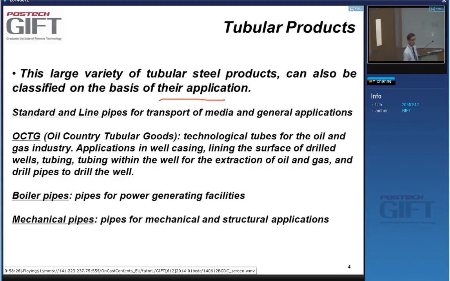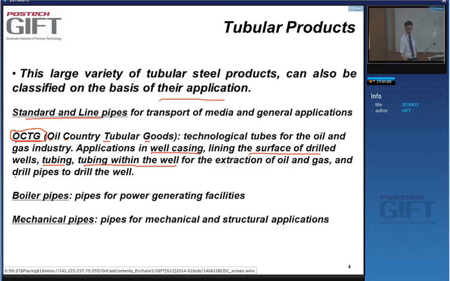So we have general applications, where we use standard line pipes. Then for the tubes that are used for the oil and gas industry, they're very specific, and they go by the name OCTG, oil country tubular goods. They're being used to make well casings, lining the surface of drilled wells, tubing within the well for the extraction of oil and gas, and of course also drill pipes to make the wells.